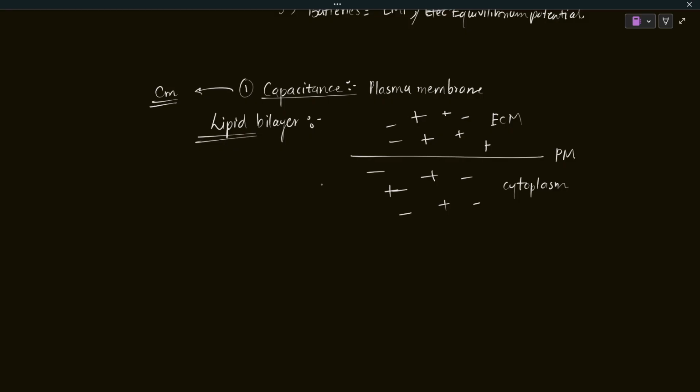The value of capacitance is given by this formula: voltage is equal to charge upon capacitance, right? The capacitance has the units farads. The value of capacitance across the lipid bilayer membrane of neurons is 1 microfarad per centimeter square.